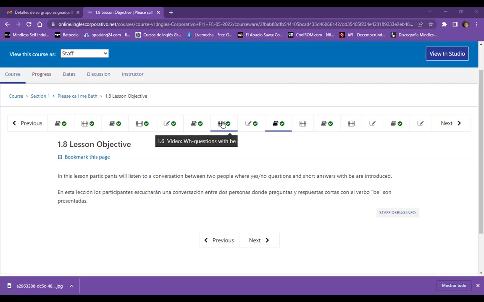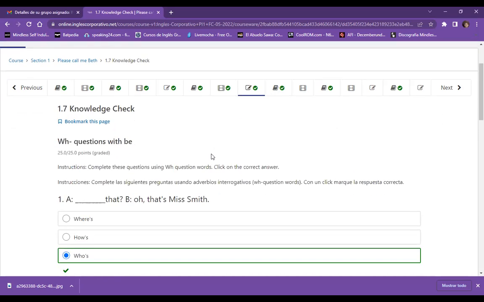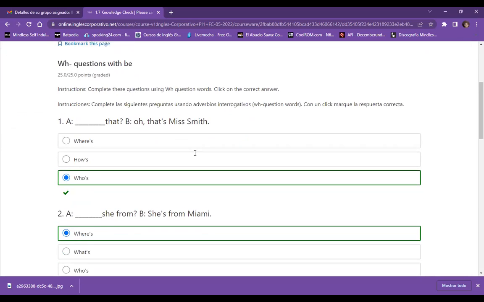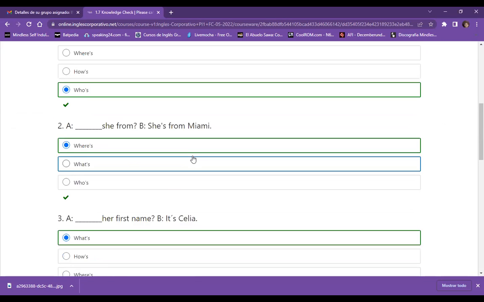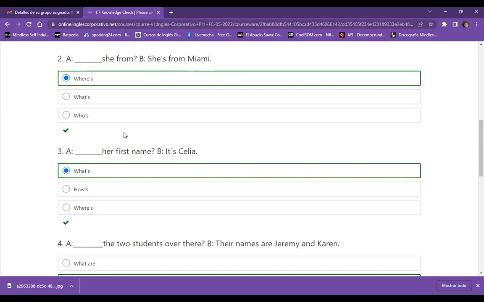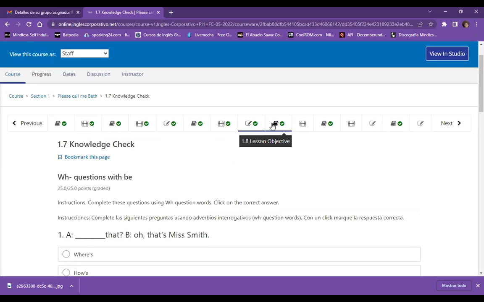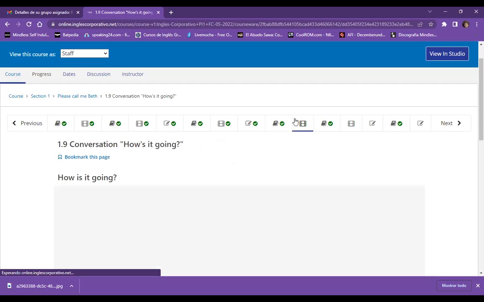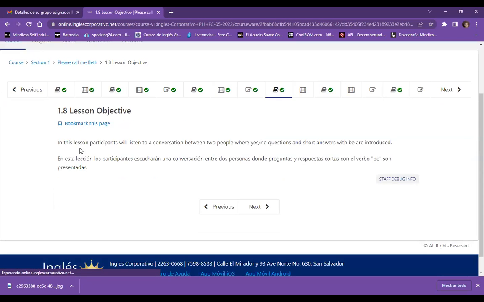We also talked about WH questions, and the most important and most common usage, if you remember, is how, when, and where. We also took a little test about those, and you did a great job. After that, we start this part for today. In this lesson, participants will listen to a conversation between two people where yes/no questions and short answers will be introduced.